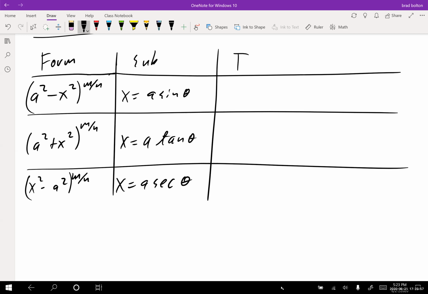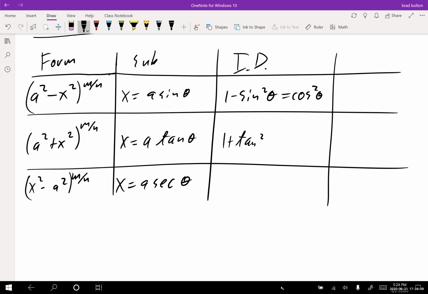The next one is the identities. 1 minus sine squared theta equals cosine squared theta. And then 1 plus tan squared theta equals secant squared theta. And then secant squared theta minus 1 equals tan squared theta. So you kind of manipulate the tan squared theta one.